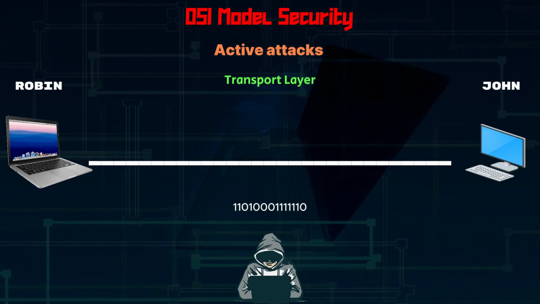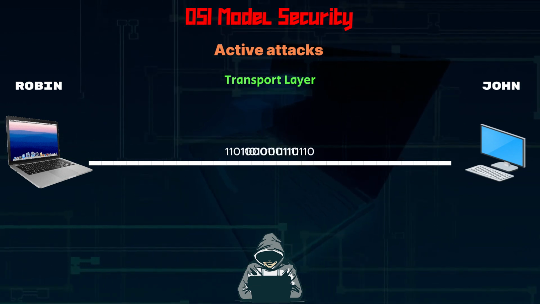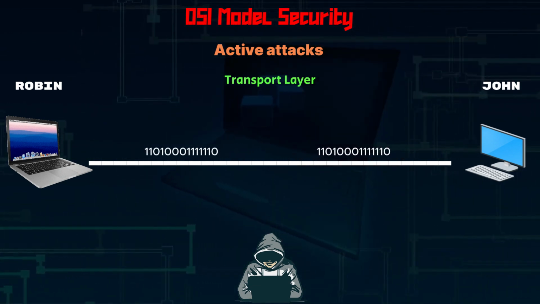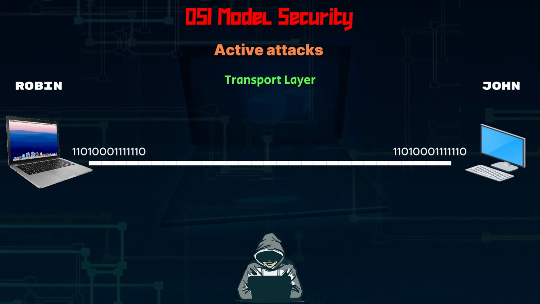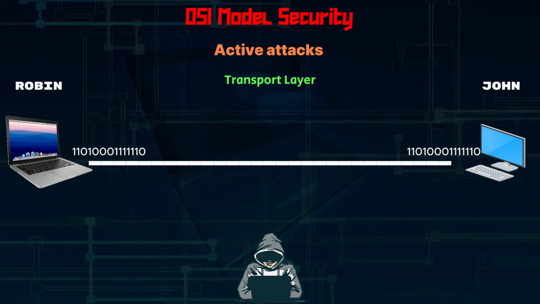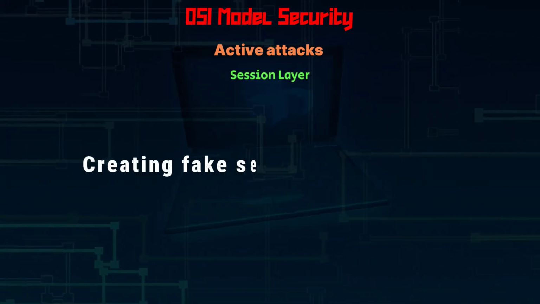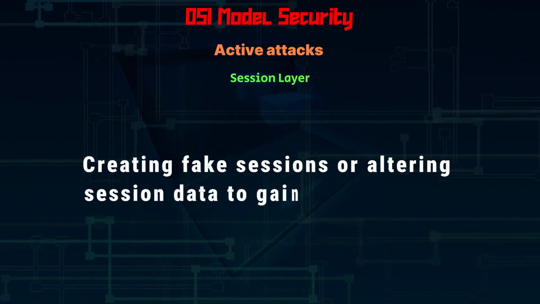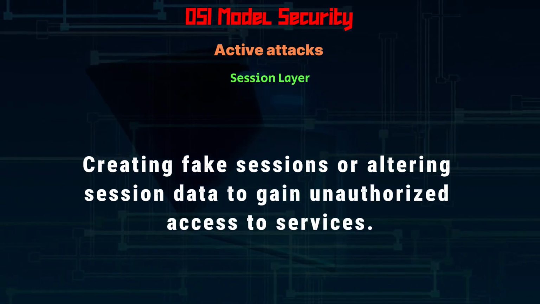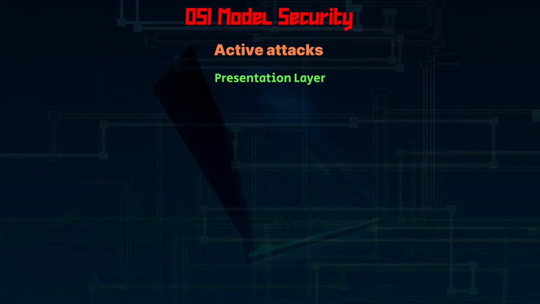Transport layer: TCP/IP hijacking, where an attacker takes control of a session between two machines to inject malicious data or commands. Session layer: creating fake sessions or altering session data to gain unauthorized access to services.